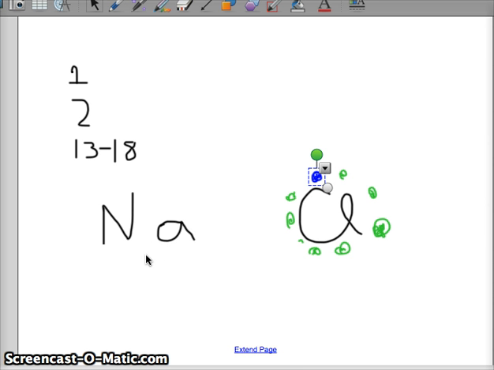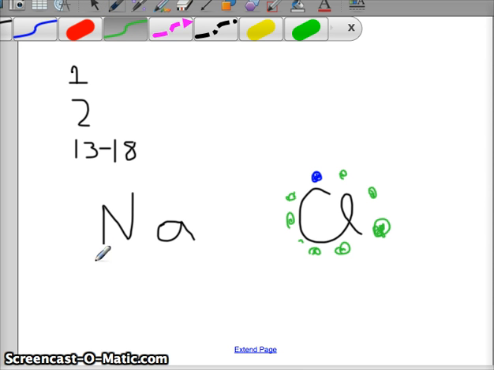When it steals it, sodium now has one less valence electron, or one less electron than it does protons. So what does that mean? It now has a +1 charge. So back to pin, it has a +1 charge. Chlorine gained one, so it has a -1 charge.